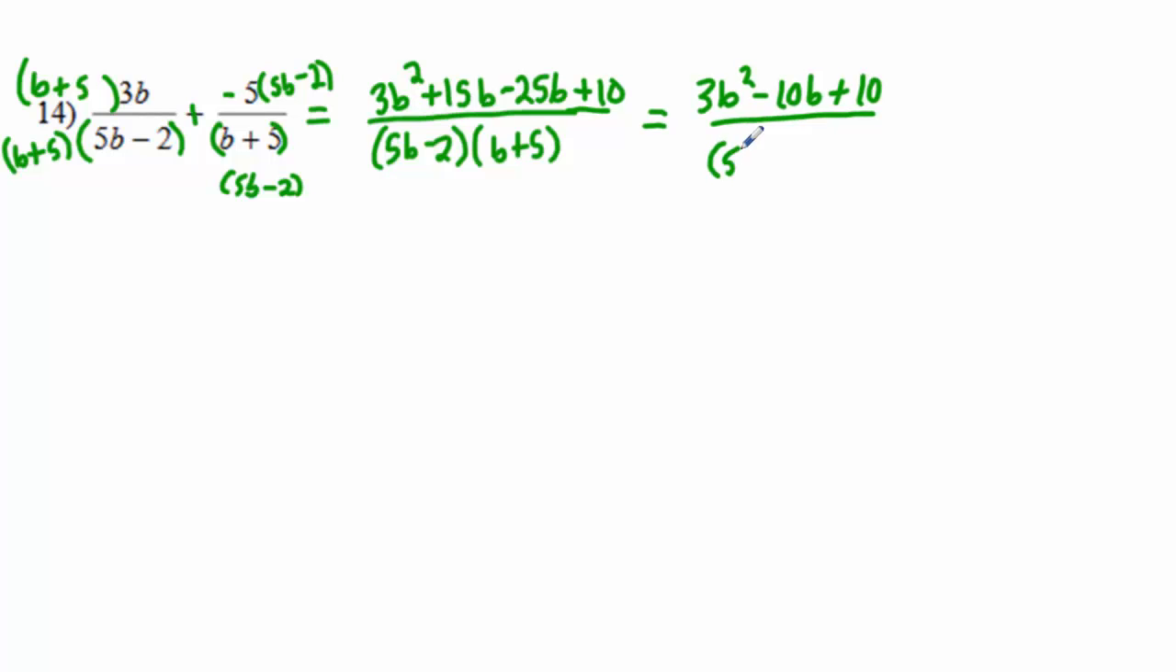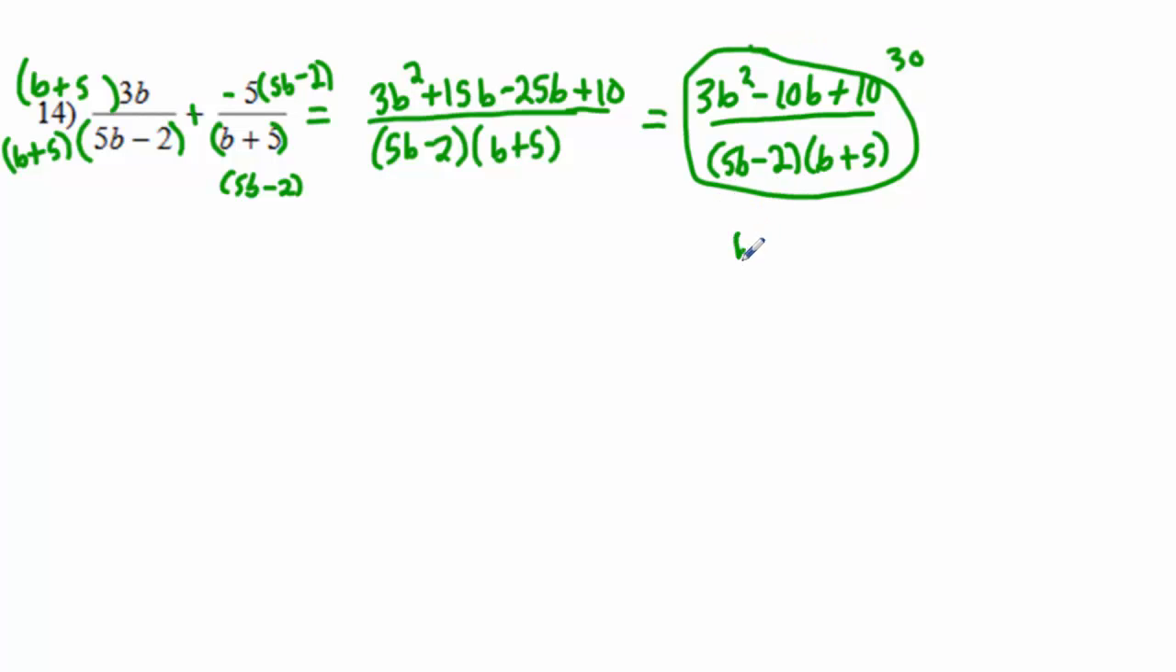And on bottom we have 5b minus 2 and b plus 5. And so we could check and see if the slide and divide thing would work on this. 3 times 10 is 30. There's nothing that multiplies to get 30 that will add to get negative 10. So we're good on that.